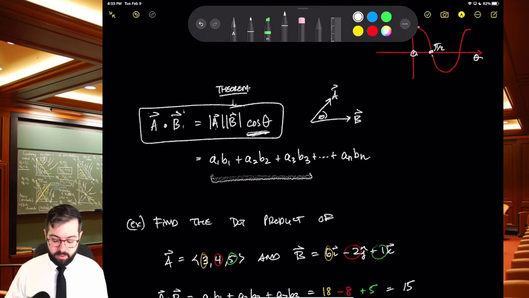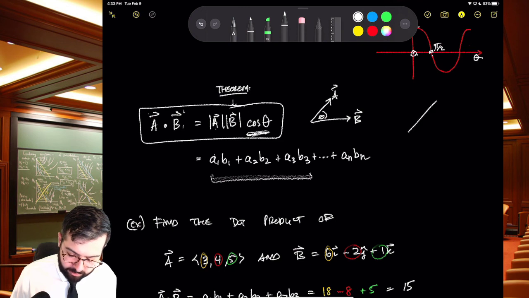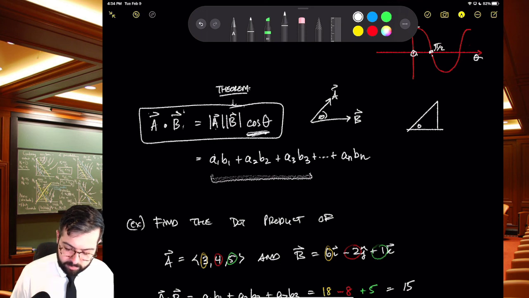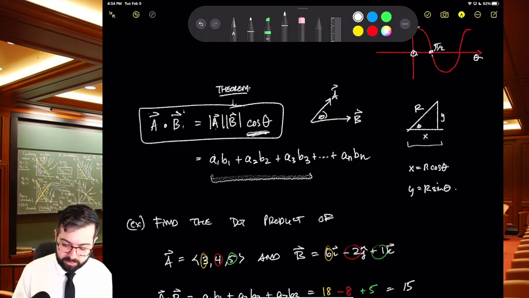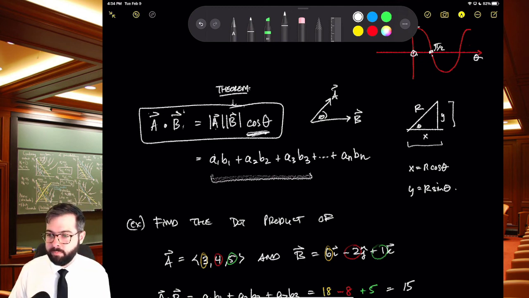Okay, and I don't know if you got to review this in your travels. But remember, for a given triangle, if this is your hypotenuse r, and here's your sides x and y, that really x is r cos theta, and y is r sine theta. Super important to know, right? So if r is 1, this length is really just the cosine, and this length is really just the sine of the angle.